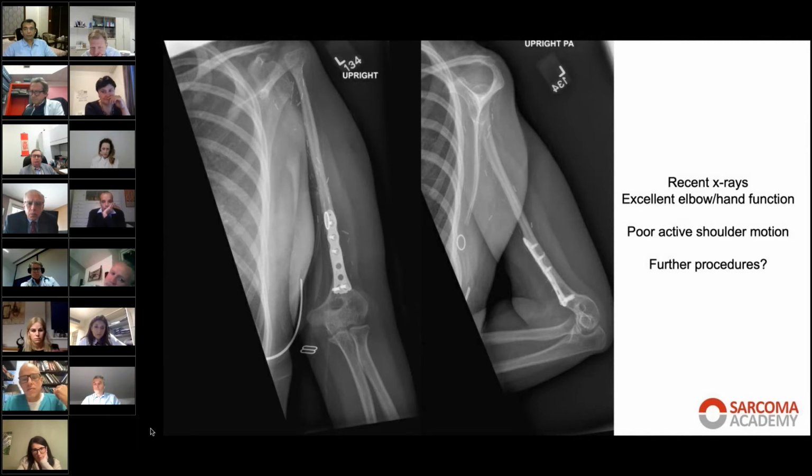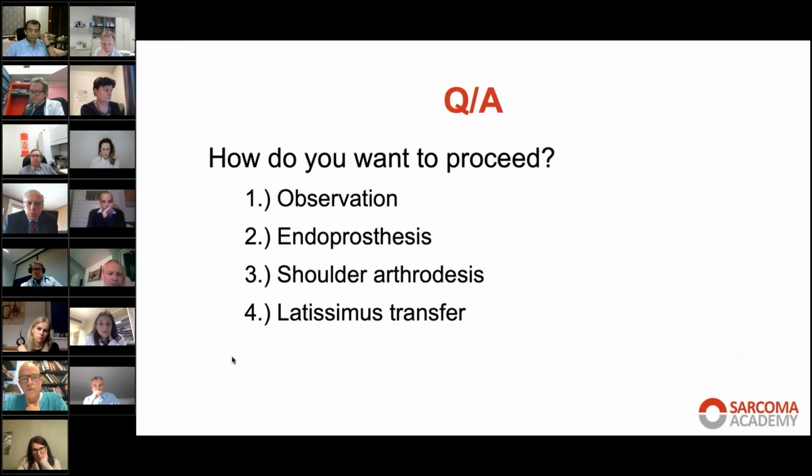And at this point, she has really excellent elbow and hand function, and overall poor shoulder function in terms of active forward flexion and abduction. And we've discussed various options with the family. At this point, they're comfortable with her current level of function. And so we had discussed observation and even consideration of possible shoulder fusion at some point. But at this time, the family is very comfortable and happy with her progress and overall level of function in the hand. So we've chosen to observe for now.